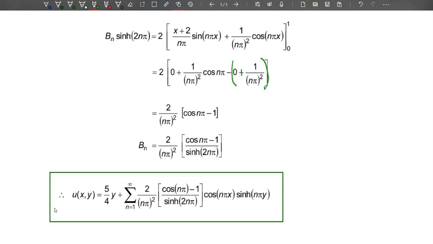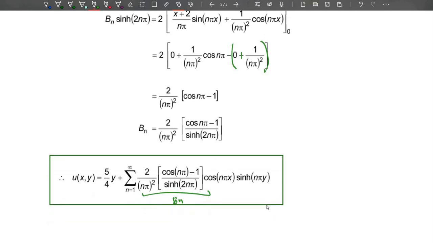Hence we have u as y equal to 5 over 4 y plus summation n from 1 to infinity. This is where you substitute the value of bn that you have obtained, cos n pi x sinh n pi y. That's the end of this example at last.